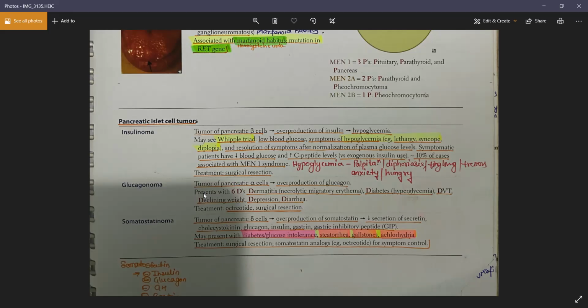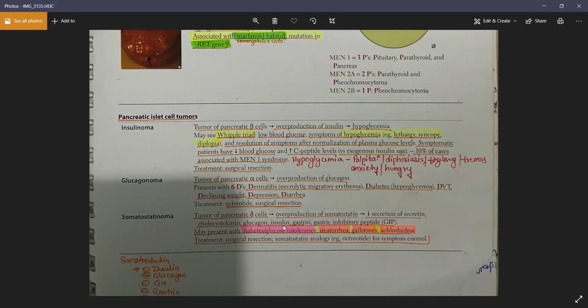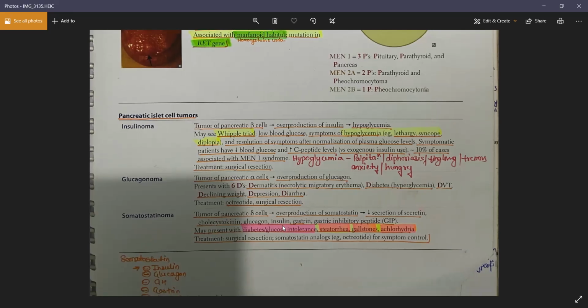This is very important. Whenever you encounter a patient, if you don't want to remember dermatitis, just remember any rash on the body, along with diabetes and diarrhea. That means a glucagonoma, because sometimes the rash is described as a very complex thing.